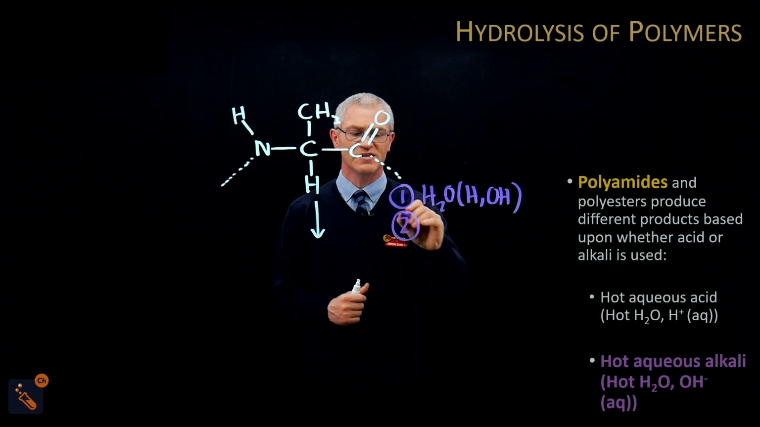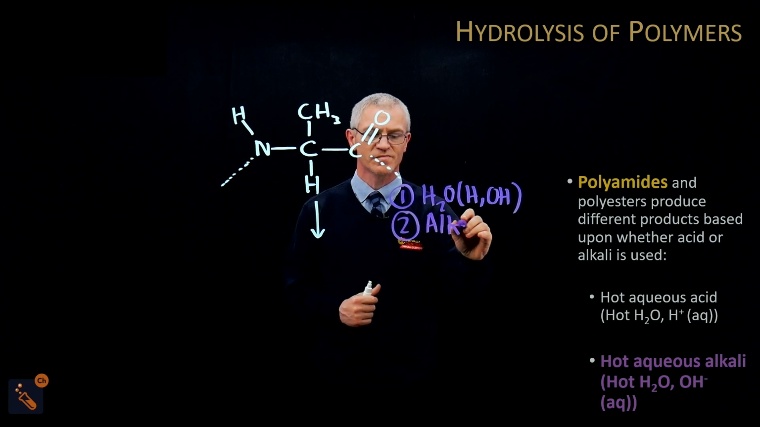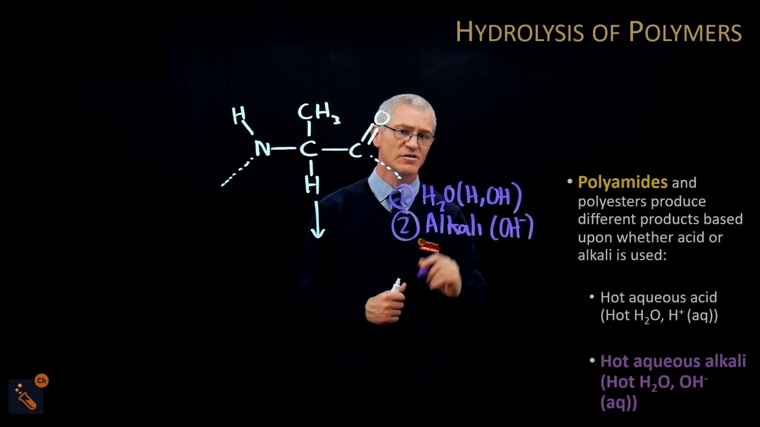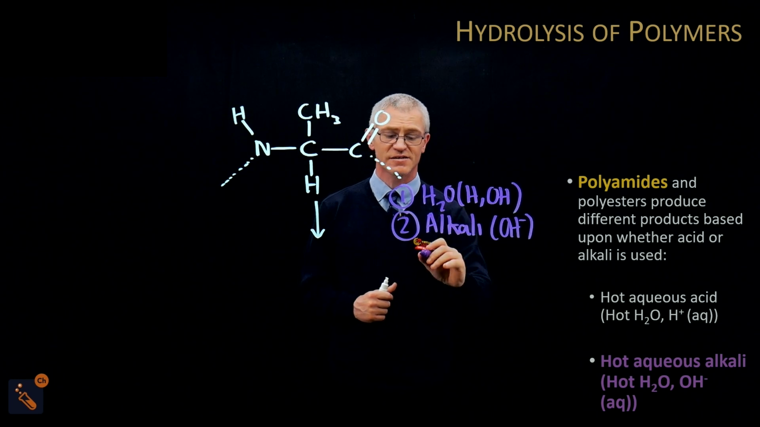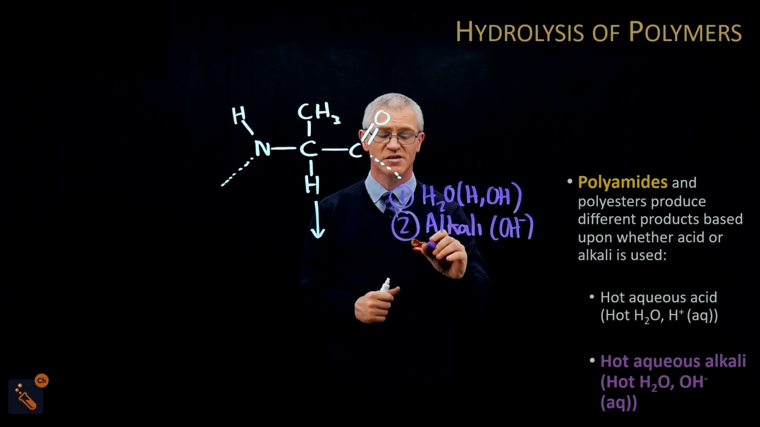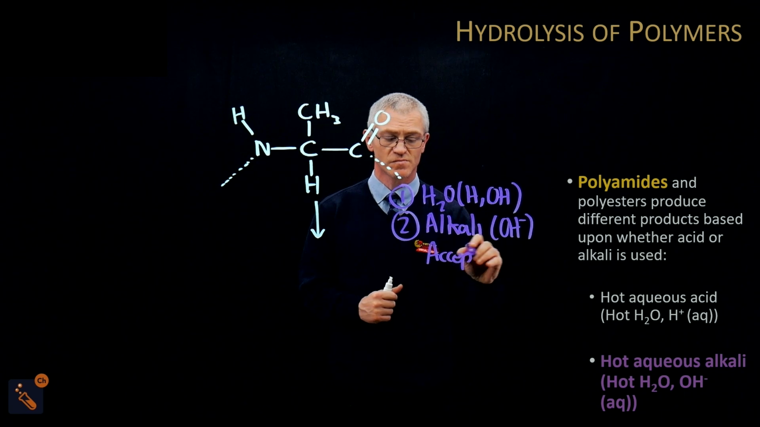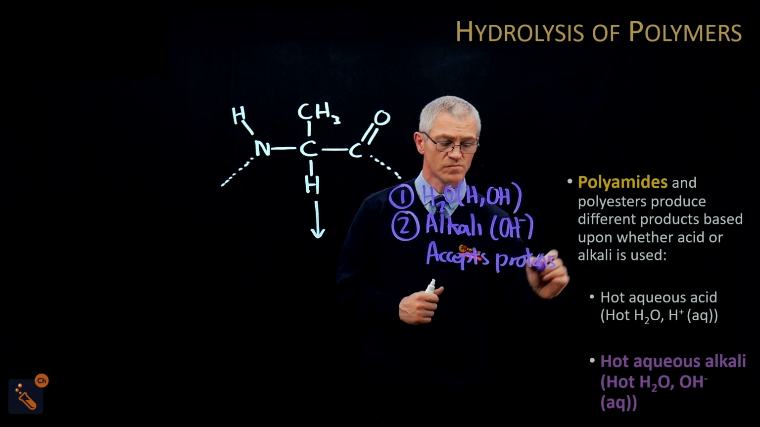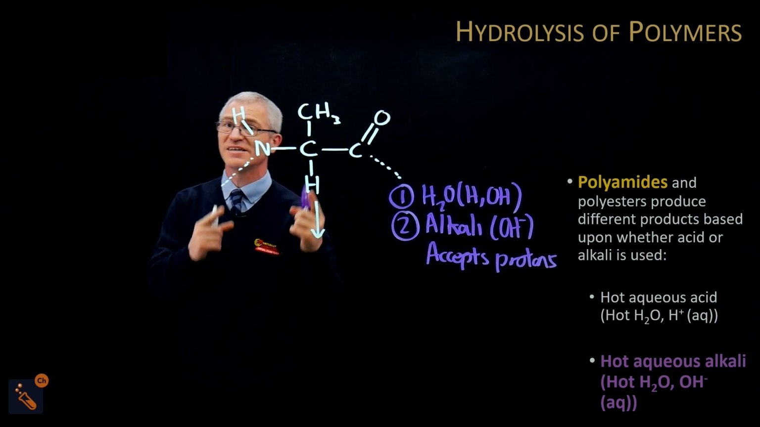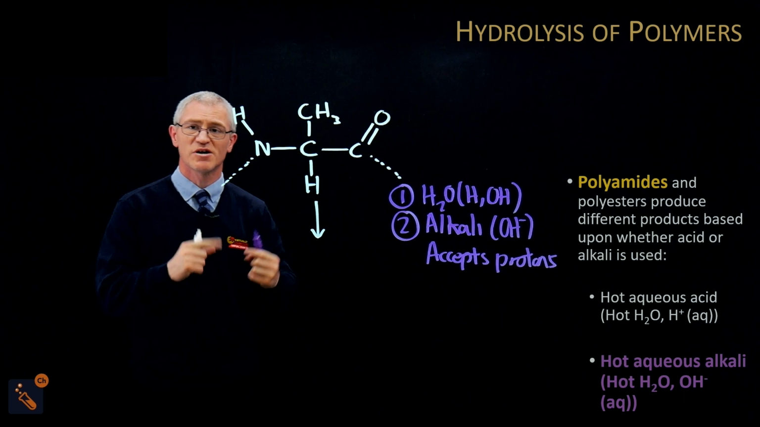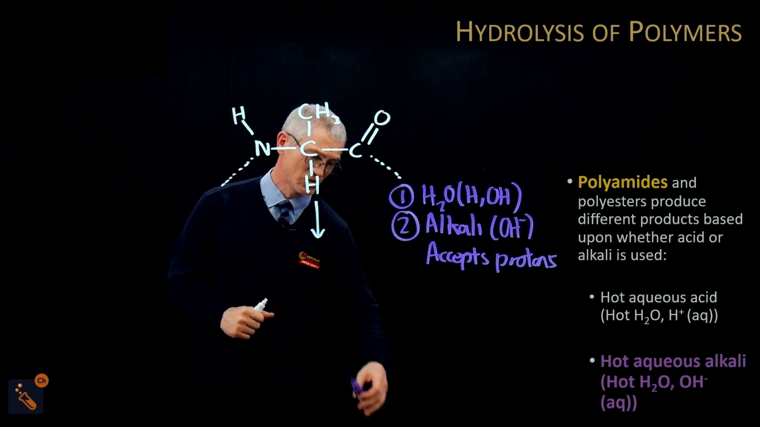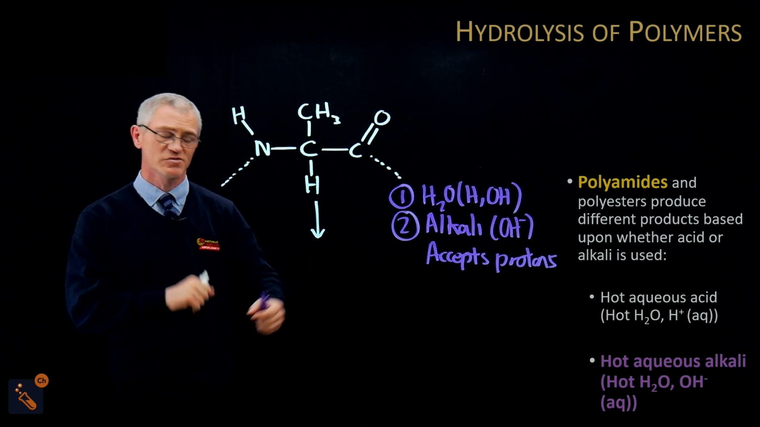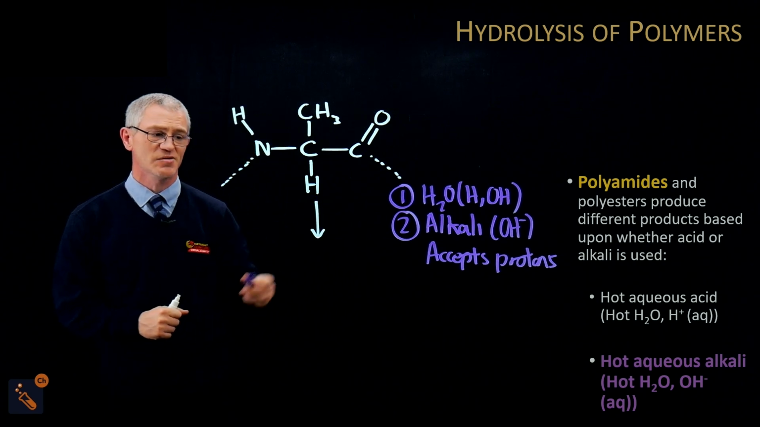Number 2, then we're going to see what our alkali does. And our alkali is OH minus. Now that, instead of donating protons, accepts protons. So because it accepts protons, we have to look and see on this product which part of it will donate protons, so that the alkali can accept protons.